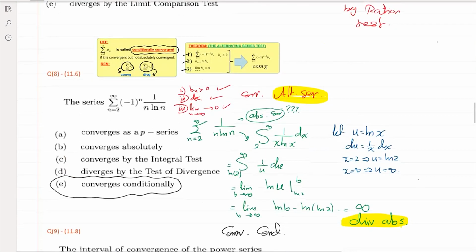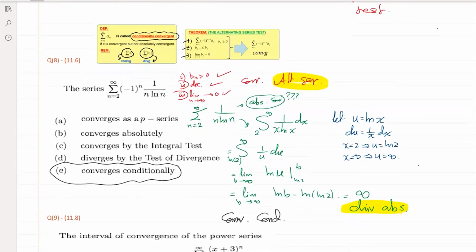Yes, you have a question? Yes, please. What if I use the limit comparison test? With what? With 1 over n. So it will be n over n ln n, so you have 1 over ln n. Now the limit as n goes to infinity will be 0. Series 1 over n is what? You compare it with this one. This one is what? Diverge.